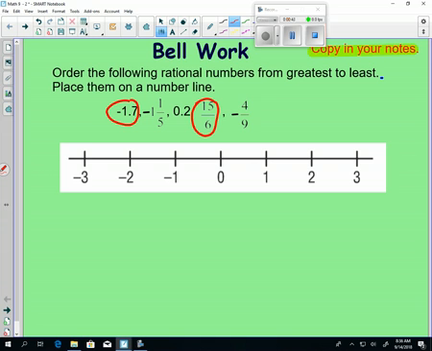First thing I want you to copy in your notes is the number line. We already have one made from 0 going positive 1, 2, 3 and negative 1, 2, 3. So what we need to do is copy this down into your notes, and I want you to plot these numbers on the number line. And then we're going to order them from greatest to least.